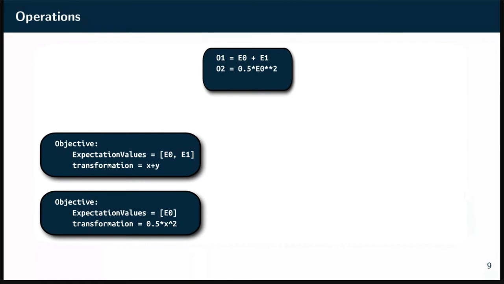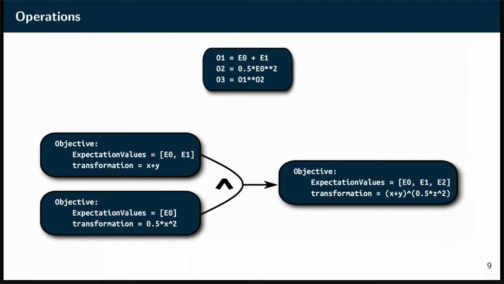The same works if you want to, for example, scale it by 0.5 and then square it. The objective then has one abstract expectation value in the list, and the transformation is again an abstract transformation, which just tells you after this is evaluated, this is how it should be processed before it is given back. And now, since those two objectives are the same data type after the manipulation, you can take it a step further, for example, take the first objective and the second one and define a third one where we have the first one to the power of the second one.